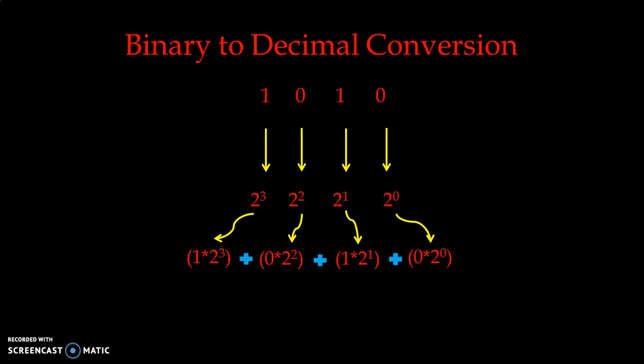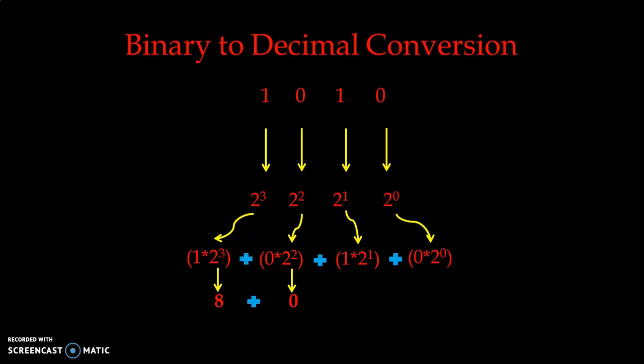From the left side, now we see that 1 multiplied by 2 raised to 3. So 2 raised to 3, that we know is 8. And 8 multiplied by 1, so it becomes 8. Same way, 0 multiplied by 2 raised to 2, it is multiplied by 0, so it will definitely be 0. So 0.